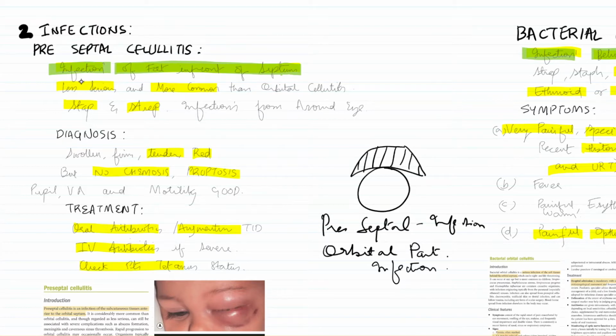So it is an infection of the fat in front of the septum. It is less serious and it is a lot more common than, say, orbital cellulitis. The culprits are staph and strep infections from around the eye. The diagnosis is done if you find a swollen, firm, tender, red orbit, but there is no chemosis and there is no proptosis. Pupil, visual acuity and motility seem to be good, which indicates there is no compression.